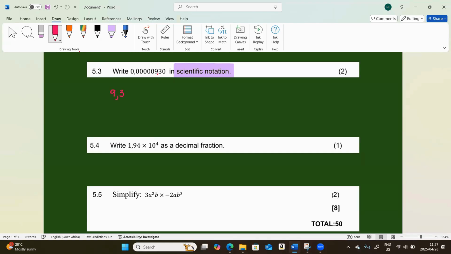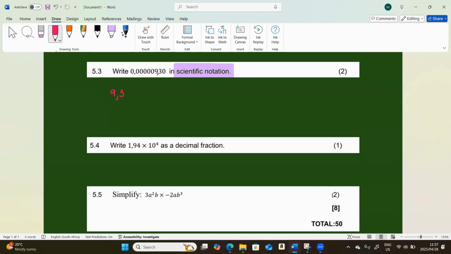Okay, so that's your first step. Find your first non-zero number, put a comma after it, and then write all your numbers after that comma that you put in. Okay, and that is 9,3. You can also write 9,30. That's totally fine. But 9,3, 9,30, exact same value. All right. So then that's the first step that you do.